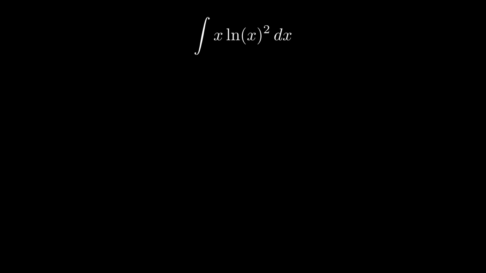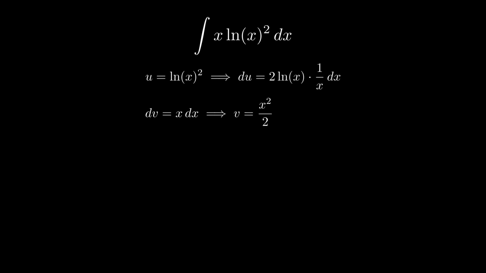For question 8, doing the integral of x log squared of x dx, we're going to do integration by parts. In this case, I'm going to take u to be equal to the log squared of x, so therefore du is equal to 2 log x times 1 over x dx, and I'm going to take dv is equal to x dx. So integrating that, we've got v is equal to x squared over 2.